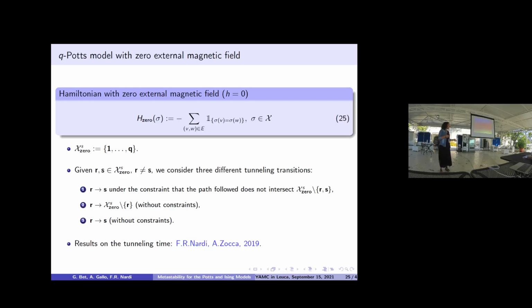Since the result on the tunneling time was given in the literature by Nardi and Zocca in 2019, for this scenario we answer the second and third issue of metastability. So we geometrically identify the union of all the minimal gates for all the three tunneling transitions, and for all the three tunneling transitions we identify geometrically the tube of typical trajectories.